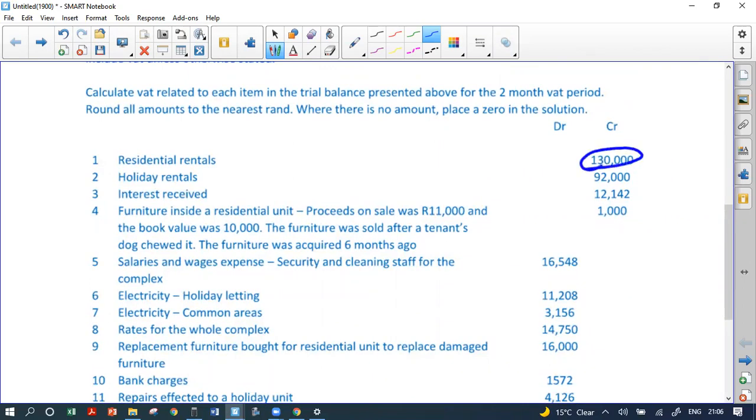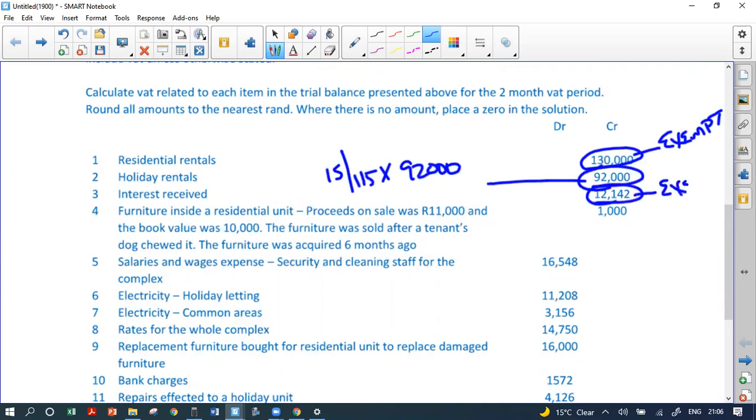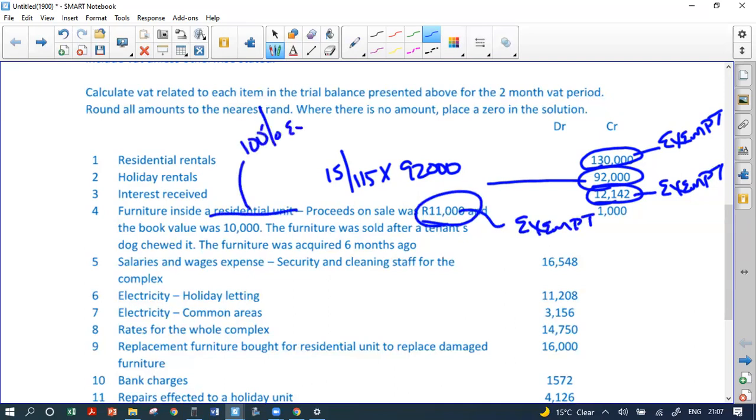Residential rentals is all exempt. So that one's going to be exempt. There's not going to be any VAT on it. Holiday rentals is all VATable. So 15 over 115 times 92,000 will be charged. Interest received is exempt. It's a financial service. It says furniture inside a residential unit. Proceeds on sale was 11 and the book value was 10. This is all exempt. Why is it all exempt? Because it's inside a residential unit, so it's 100% exempt.